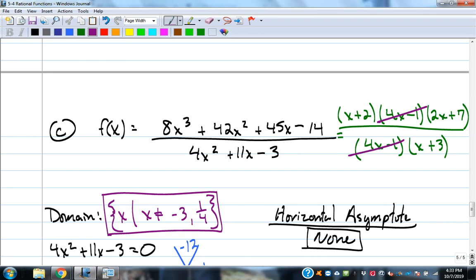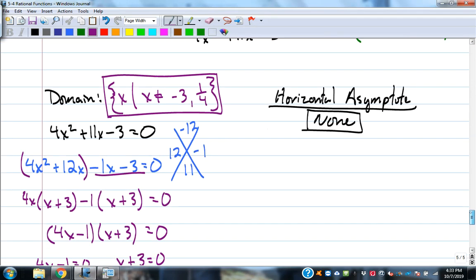Okay, so now we have x plus 2 times 2x plus 7, and that's all over x plus 3. That still has an oblique asymptote. So when I look at that, I know it's got an oblique because the degree of the top is 1 more than the degree of the bottom. I've got to do some long division to get there.